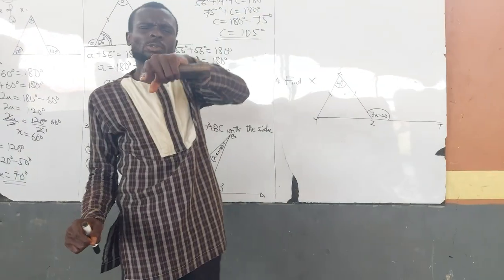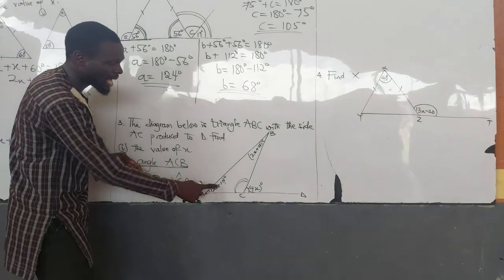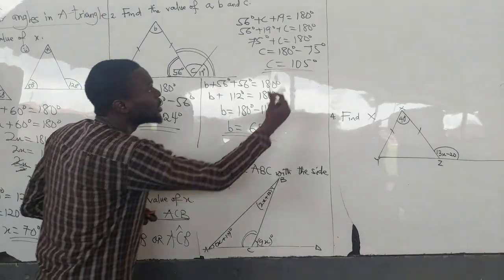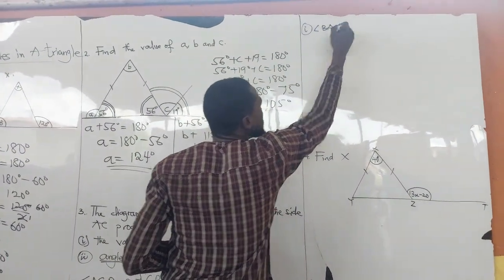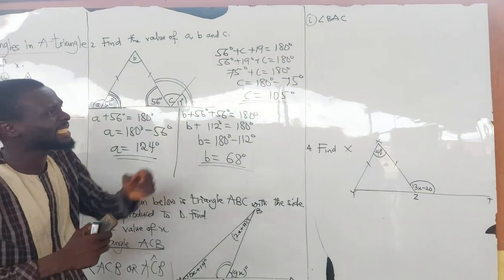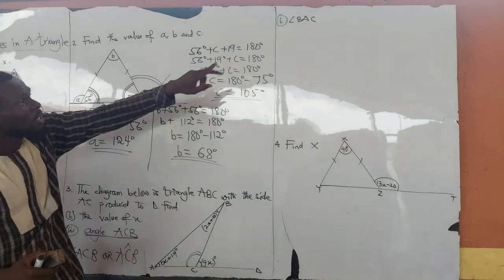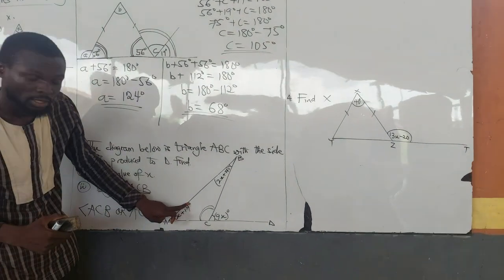Now, in terms of vertices, the angle here, I can write it as angle BAC. Remember, we just said that the letter at the middle is where the angle is. So angle BAC represents this angle.